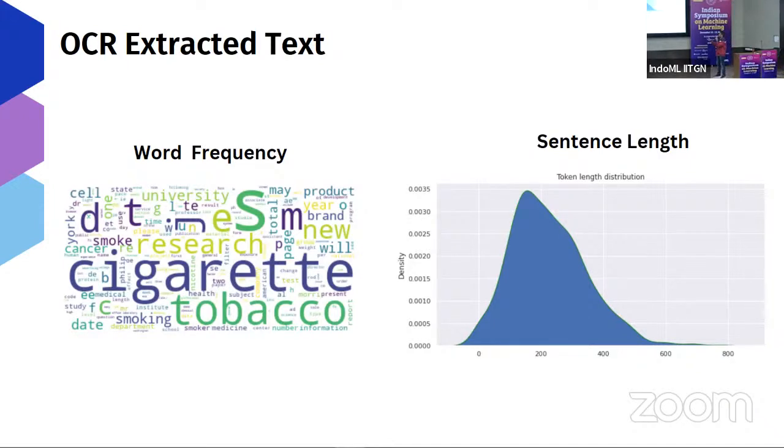The left image shows the word cloud, or the word frequency, of all the tokens present in the overall extracted text. You can see the majority of the tokens are meaningful, and the right image shows the sentence length or token length distribution across all the training data. It is peaking around 200. That means the majority of the images have around 200 tokens, which means that many images have considerable information from the text.